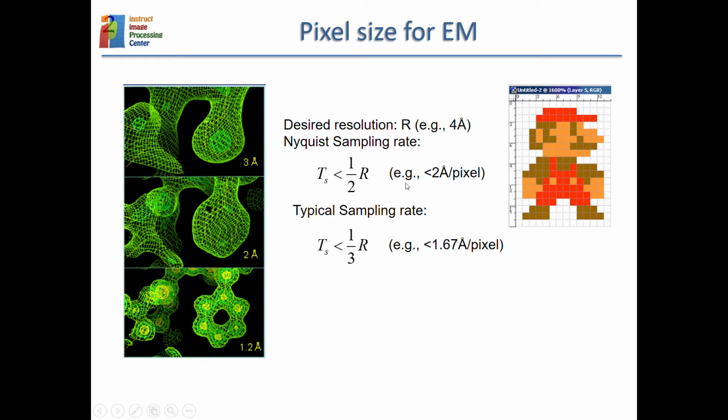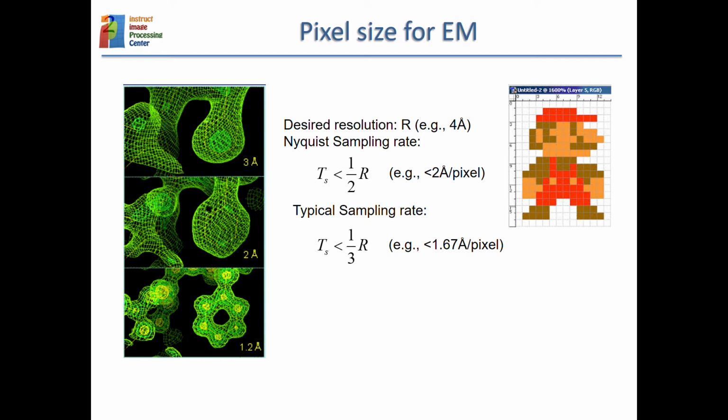So Nyquist would say that if you want to see something at a given resolution, let's say 4 angstroms, then your pixel size has to be at most 4 angstroms divided by 2. That means you need 2 samples per wave. And the typical sampling rate should be smaller. Instead of dividing by 2, it is suggested to divide by 3, because you need extra space in the Fourier space, and we will see later how this sampling translates into Fourier space.